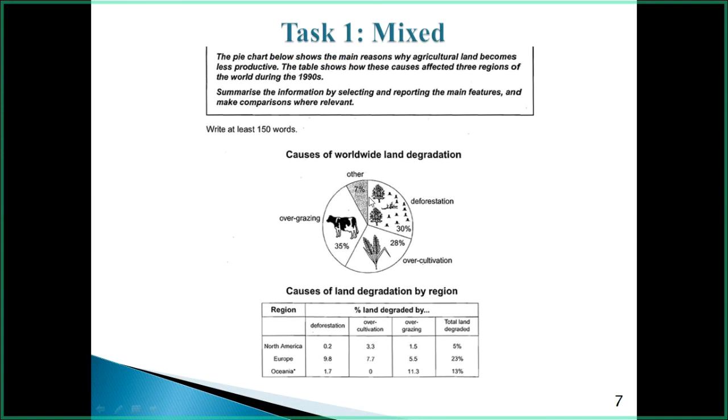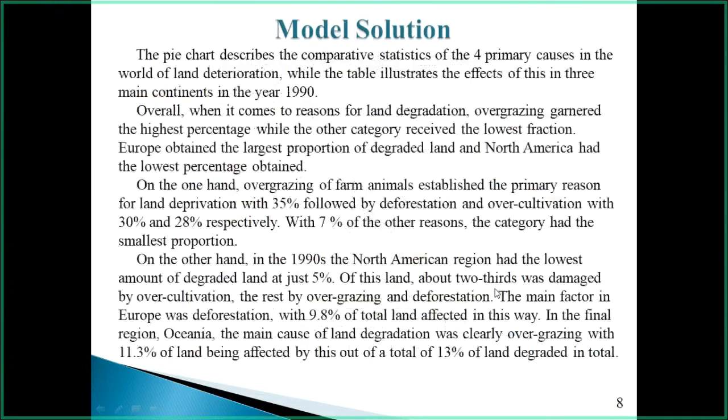So this is your summary, and finally you will write the body in reporting, and you will report all the features of the pie chart in body paragraph 1, and in body paragraph 2 you will report all the features of the table. Let's see its model solution. The pie chart describes the comparative statistics of four primary reasons, four major reasons in the world of land deterioration, while the table illustrates the effects of this in three main continents in the year 1990. So this is your paraphrasing.